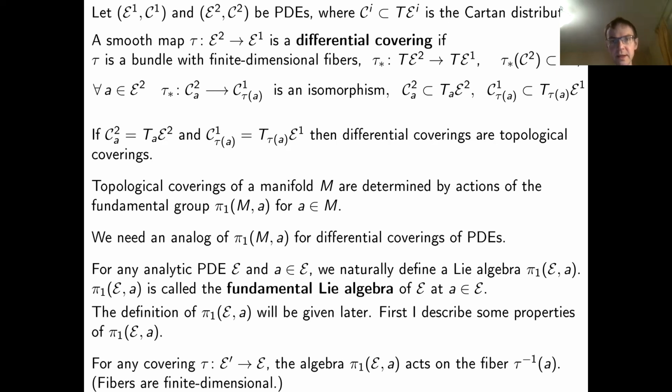The definition will be given later. First, I describe some properties of fundamental Lie algebras. First, for any differential covering from E prime to E, the fundamental algebra of E at the point A acts on the fiber over this point. The fiber is a finite dimensional manifold, and recall that an action of a Lie algebra on a manifold is a homomorphism from this Lie algebra to the Lie algebra of vector fields on the manifold.